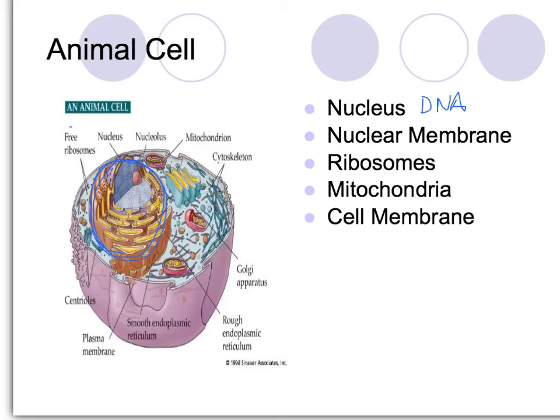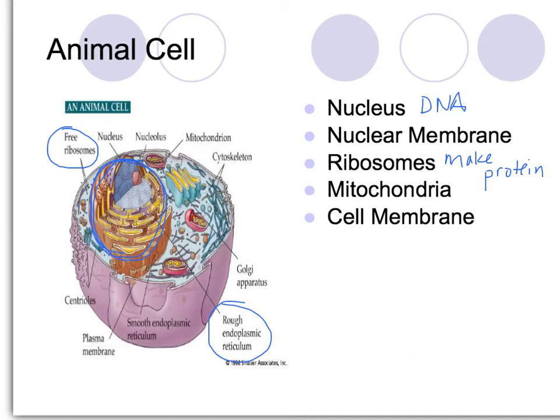Ribosomes. You can see there are free ribosomes, and there are also some ribosomes that are attached to this stuff. There's little dots. Those are ribosomes there. The free ribosomes are just loose. Those are basically for making protein. We'll talk lots about that later, why that's important.